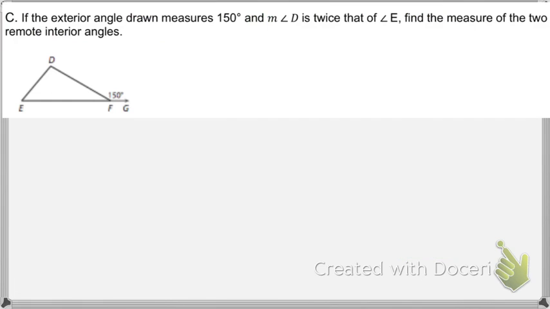Continuing on then. Let's look at this last problem for the section. If the exterior angle drawn measures 150 degrees, and the measure of angle D is twice that of measuring angle E, find the two remote interior angles. Think about it, don't blurt. You can if you want, but think about it, don't blurt. Think about how you'd solve this one.